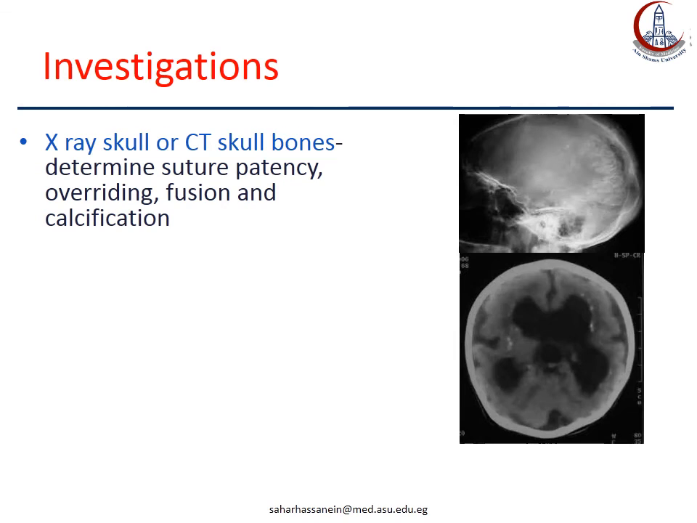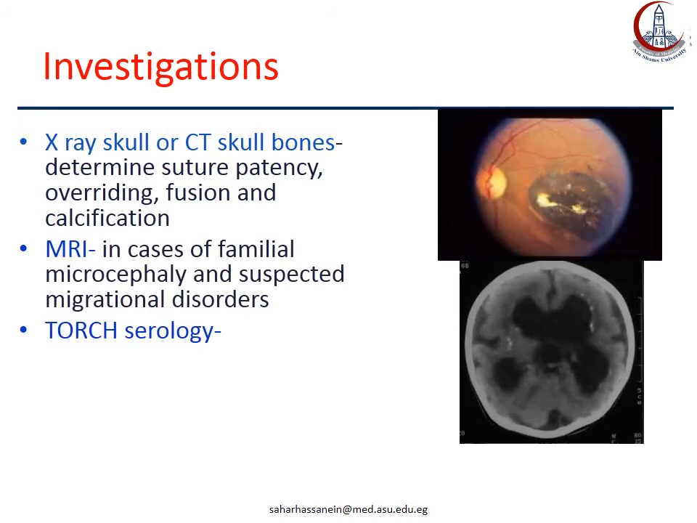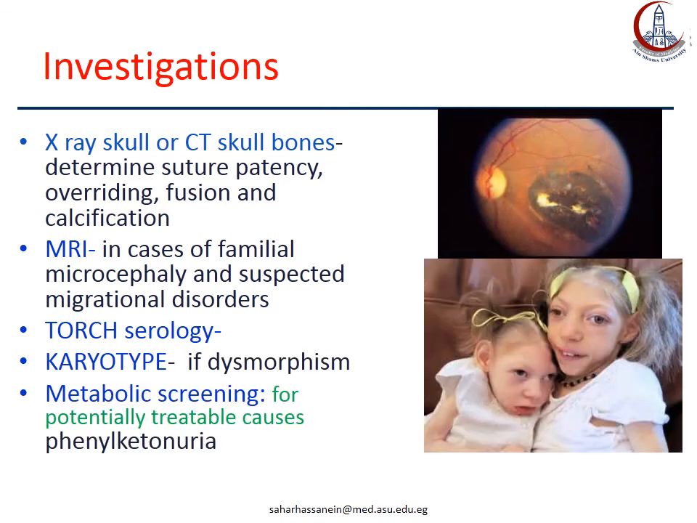An X-ray or CT of the skull bones to determine the suture patency, overriding, fusion, and calcification of the skull. MRI in cases of familial microcephaly and suspected migrational disorders or abnormal brain. TORCH serology, karyotype if dysmorphism is suspected, and metabolic screening for potentially treatable causes such as phenylketonuria.